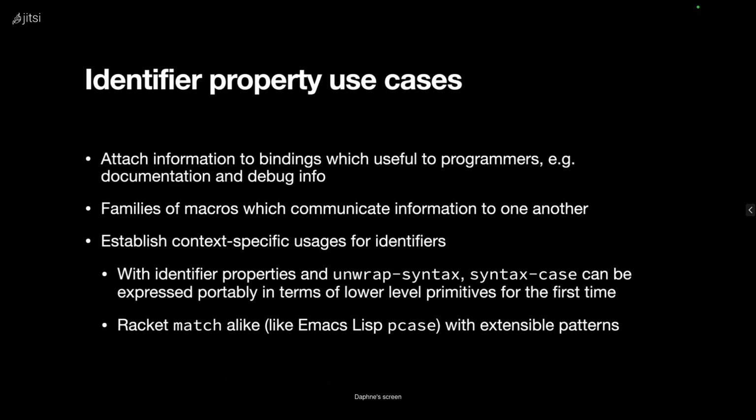So an obvious use case for this is just to attach debug information, documentation information, useful to programmers while they're developing, but it also allows macros to communicate with one another. So I can have one macro which sets an identifier property, and another macro which uses that information, so that these two, maybe nested inside each other, macros can exchange information, and that makes the macro system more powerful. I can also establish a context-specific usage for identifiers. So, for example, the X and Y we had earlier, those are called pattern variables. That's a specific usage of an identifier.